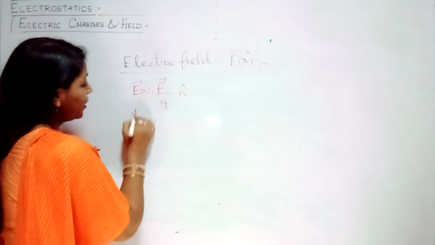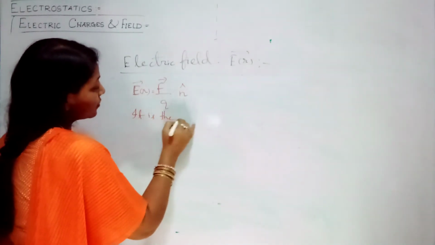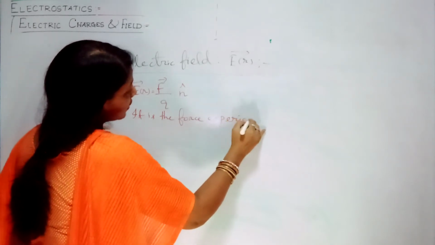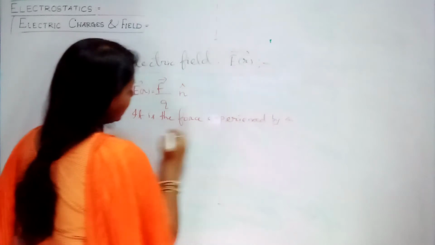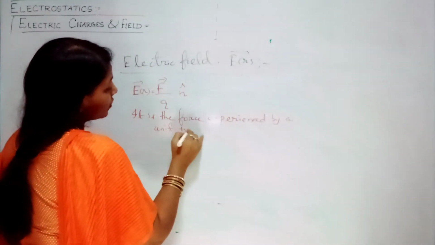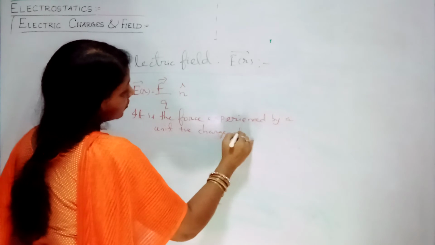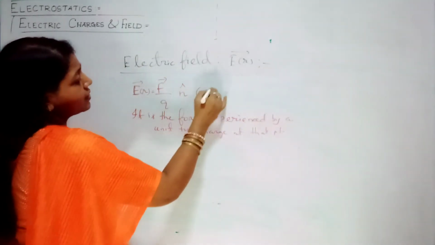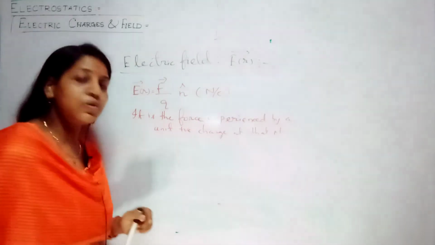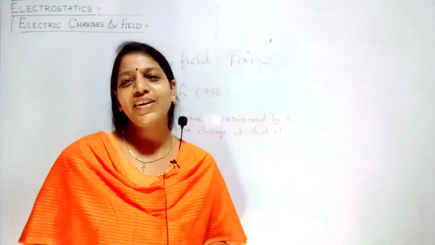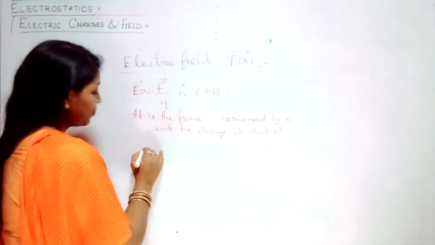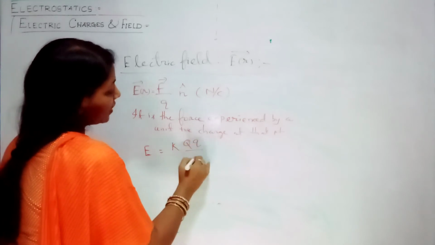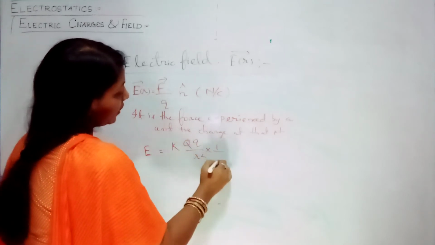So what is the definition? It is the force experienced by a unit positive charge at that point. So F by Q, F unit is Newton, charge is Coulomb. So what is your unit of electric field? Newton per Coulomb. Also you know E equal to, what is the force? K Q Q by R square. This is already 1 by Q.